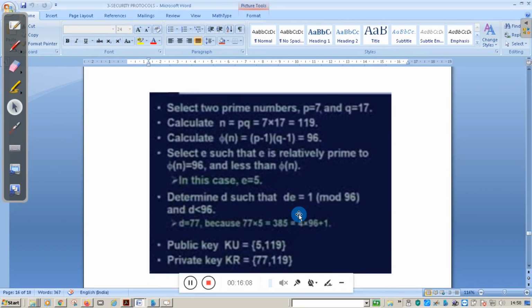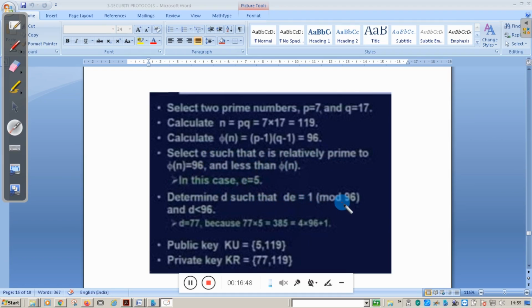Now we will use the RSA algorithm and try to solve a problem. Here you can see, select two prime numbers, P equal to 7 and Q equal to 17. Now calculate n, which is normally a very large number. P into Q, that is 7 into 17, that is 119. Calculate phi of n, which is P minus 1 and Q minus 1, that is 96. Select E such that it is relatively prime to phi of n. In our case, we select E equal to 5.